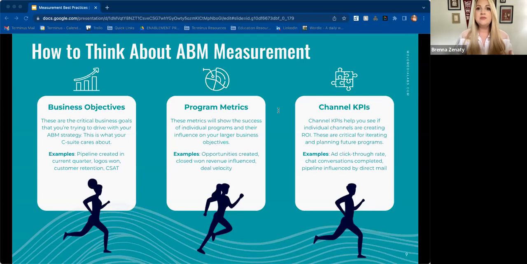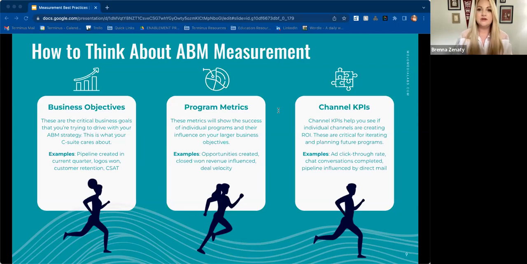And these metrics are probably ones that you're looking at more frequently. So maybe on a monthly cadence, really depending on the length of your sales cycle that you're working with there. And finally, we have channel metrics. And these are really designed to help you understand if individual channels are creating ROI and engagement and are critical for iterating and planning your future programs.